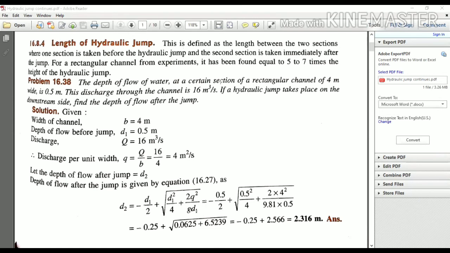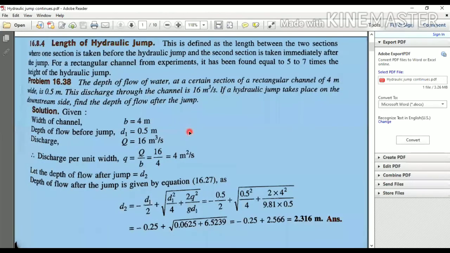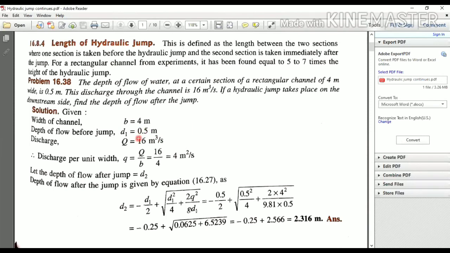The depth of flow of water at a certain section of a rectangular channel 4 meter wide is 0.5 meter. That means the breadth is given, and the depth is also given. So both breadth and depth are given, and I can consider the depth as d1. Why is it d1? Because they say it is at a certain section. The discharge is also given, that is 16 meter cube per second. If a hydraulic jump takes place on the downstream side, find the depth of flow after the jump. That means I need to find d2.